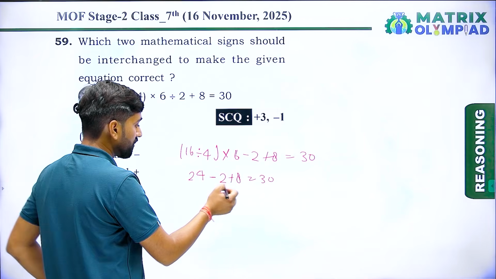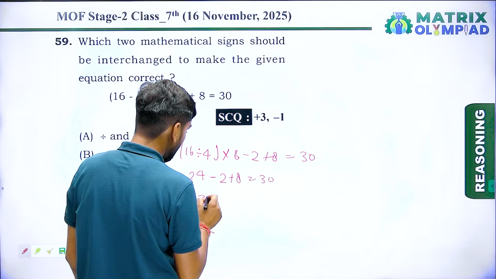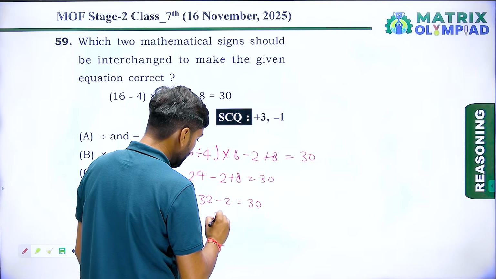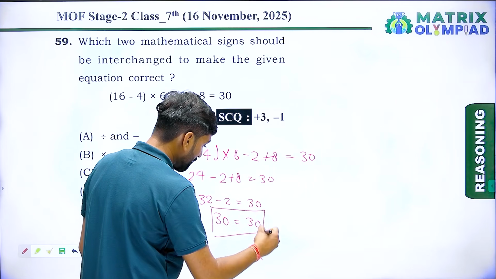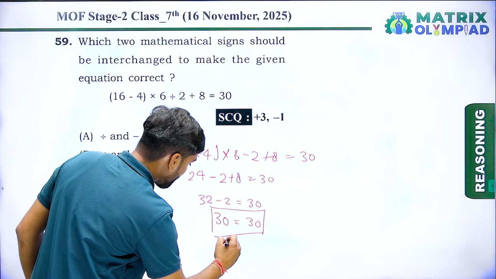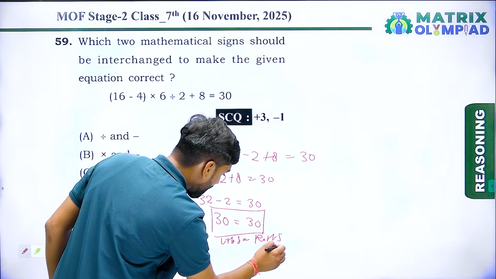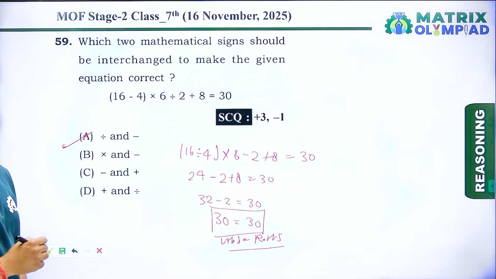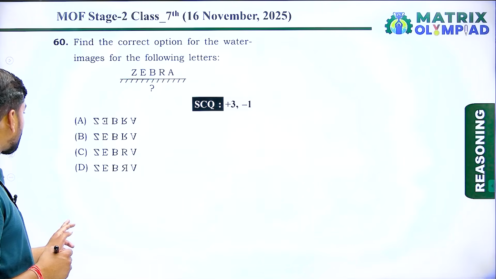If we solve this, we get 32 minus 2 equals 30. Finally we get 30 equals 30. So by option A, our LHS is equal to the RHS. So the equation is correct with the help of option A. So option A is the right answer to this question. Now we will move to the next question.